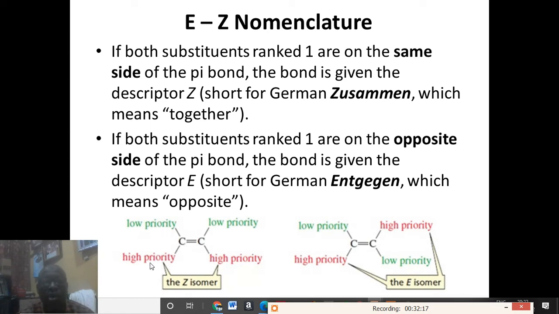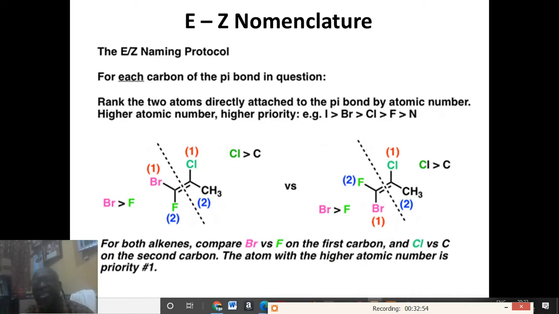The one with higher priority will be 1, the one with lower priority will be 2. We also do the same thing for this carbon atom. Now, in this particular case, the ones with higher priority are on the same side. Therefore, this one is the Z isomer. And in this case, they are on opposite sides. So this is the E isomer. So this solves the problem of not being able to designate an isomer as cis or trans.